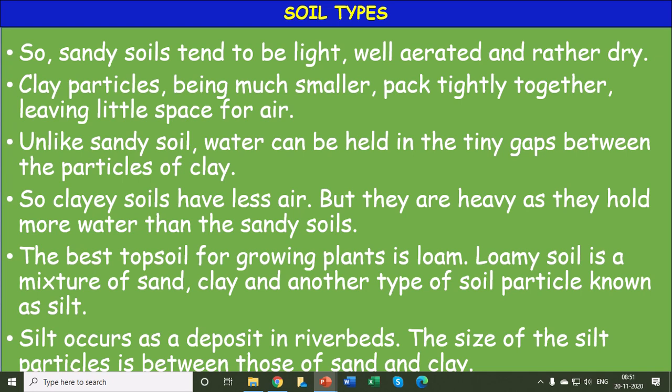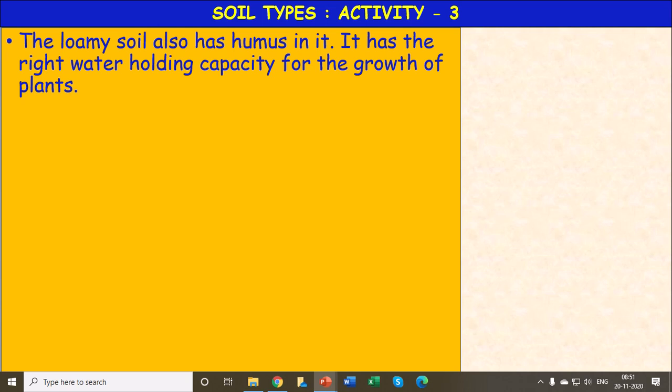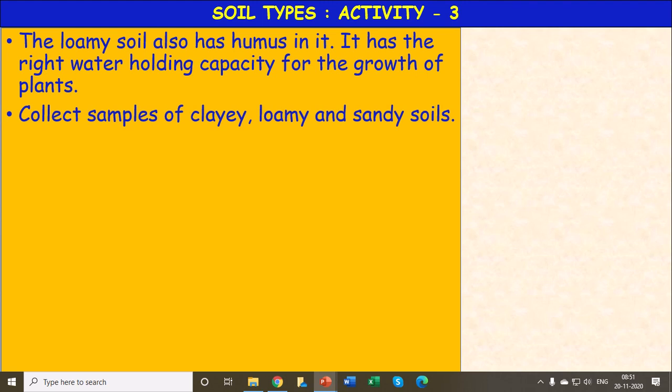So the loamy soil also has humus in it, so it has the right water holding capacity for the growth of plants. What is humus? It is organic matter, the decomposing organic matter of plants or animals. So collect samples of clay, loamy soil and sandy soil. These three types of soil you can collect.